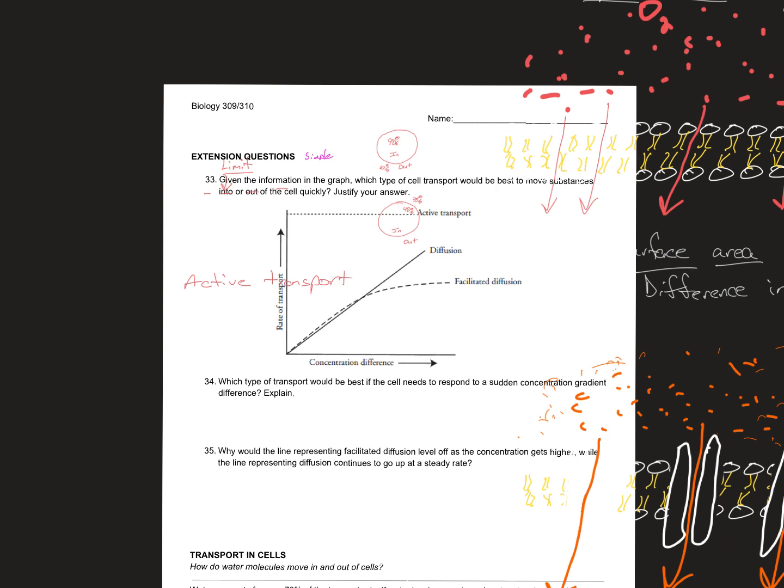So active transport is going to be the best because it's fast all the way across. It's not going to depend on the concentration difference. It's always a quick transporter. So if you have a sudden change in concentration, you want active transport to quickly move things in and out.